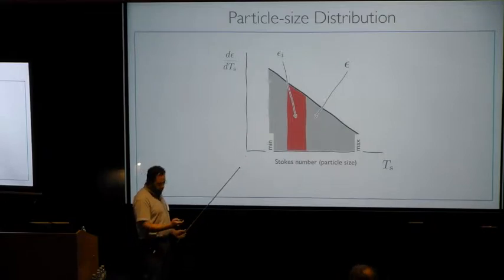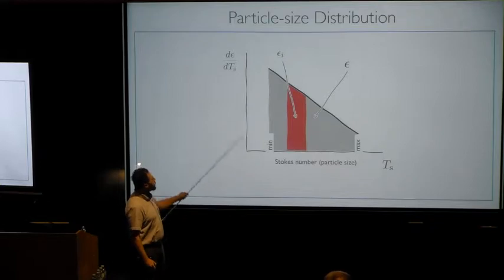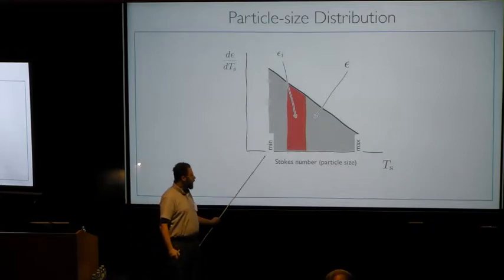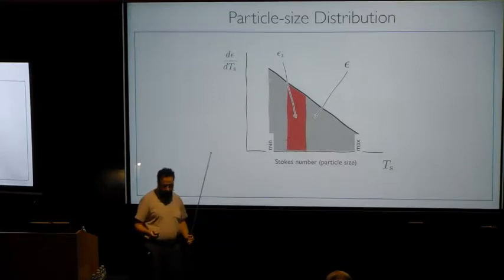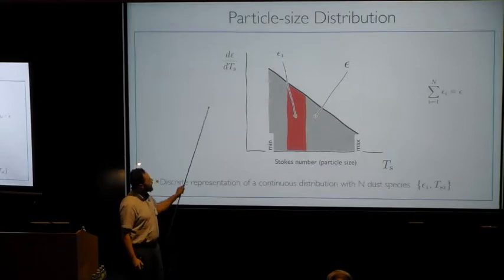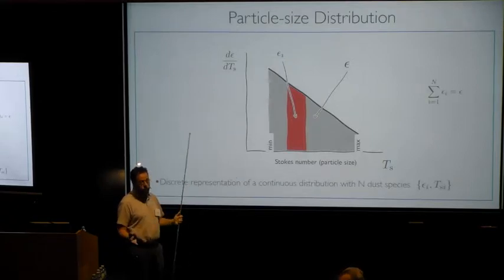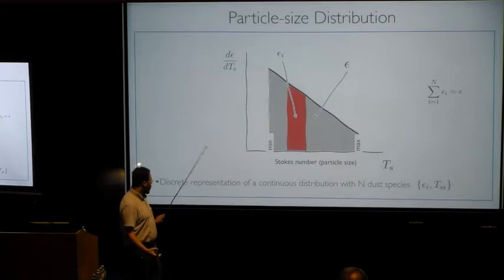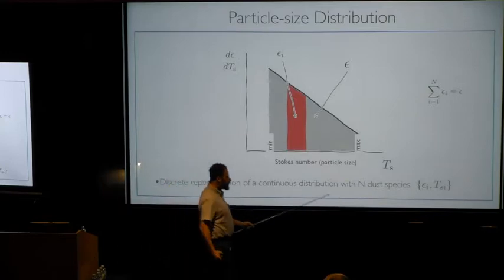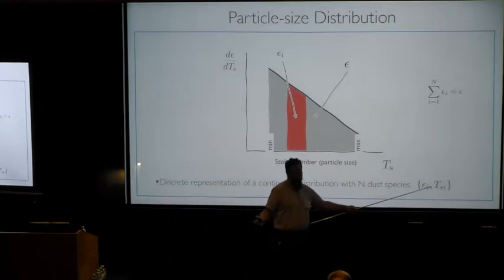So this is pretty much what you need to know. If you have a distribution like this, and you define a range of Stokes numbers, the integral under the curve in that bin is the mass corresponding to the particles in that particular bin, and then the integral under the whole curve is just the total dust to gas mass ratio. Okay, so what we are going to deal with is a discrete representation of this continuous distribution for n dust species, and that is just going to be given essentially by a collection of numbers, right? The mass in each particle species and the Stokes number that you are assigning to that particle species, okay?